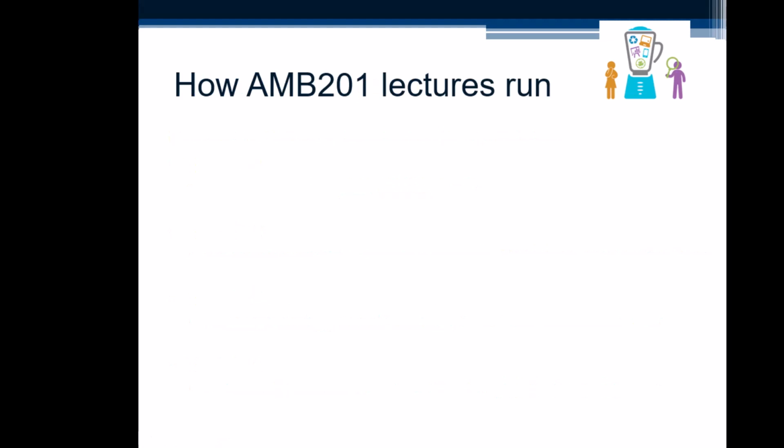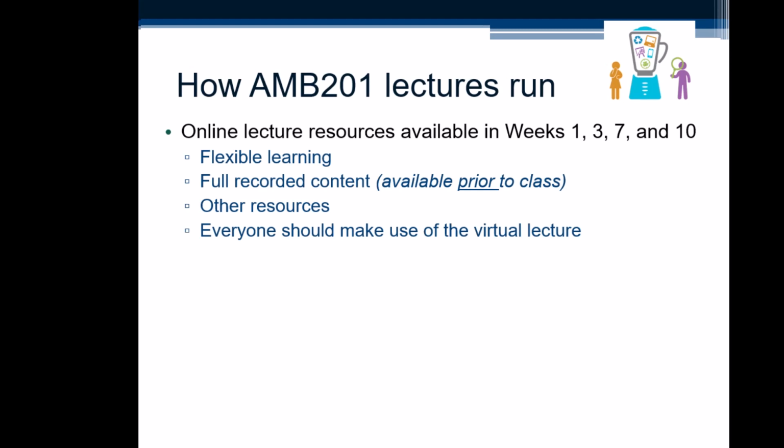So how do the lectures actually run in AMB 201? Well, we employ a range of approaches that are a little bit different to many of the other units that you've probably done. So in AMB 201, rather than just running a lecture and then posting a recording after the fact, what we do is have a range of materials available to you prior to the lecture, including all of the lecture content pre-recorded, so that you can review that material before the class and then decide if you want to come along and attend the overview of that material. So all of that will be available to you.